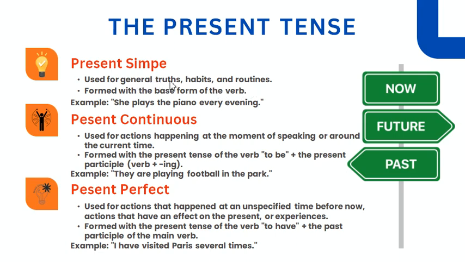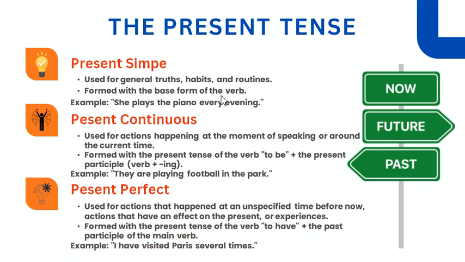When we say general truths, it is like the sky is blue. If you want to say the sky is blue, you have to use the simple present. You cannot say the sky was blue, because this is a general truth that never changes. Likewise, you can say it rains. When you say it rains, it is a general truth. So you have used the simple present tense.